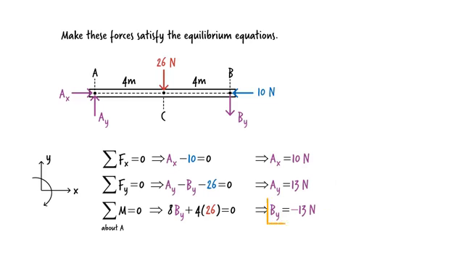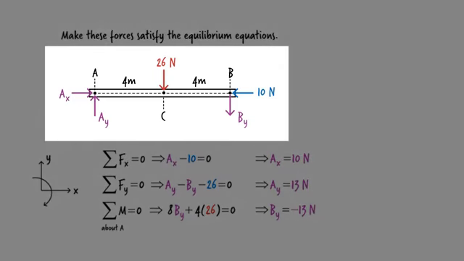Here, the negative magnitude for By tells us that static equilibrium can be maintained only if the force is acting in the opposite direction. Therefore, we can show the forces that ensure the static equilibrium of the rigid body this way.